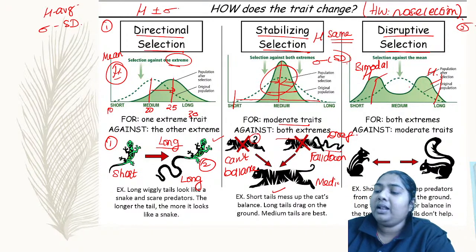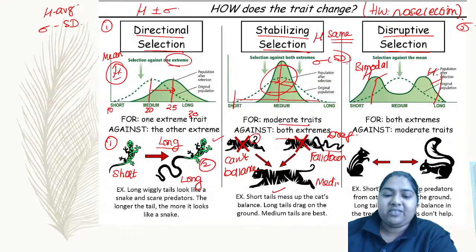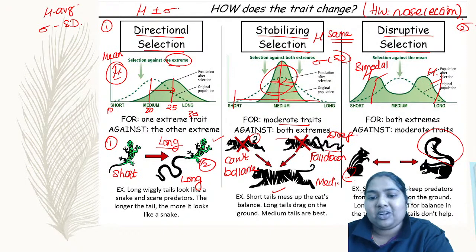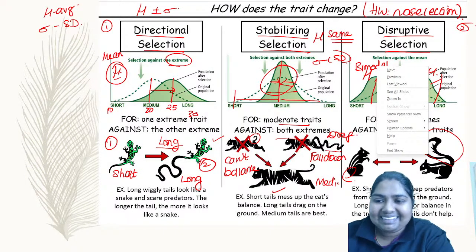For example, take these squirrels. If a squirrel has a very short tail, it is pretty good for it, because it will escape from the predator. If it has a long tail, it is good for its balance, but a medium tail is of no use, so it is not there at all. Got the point? Yes, absolutely.